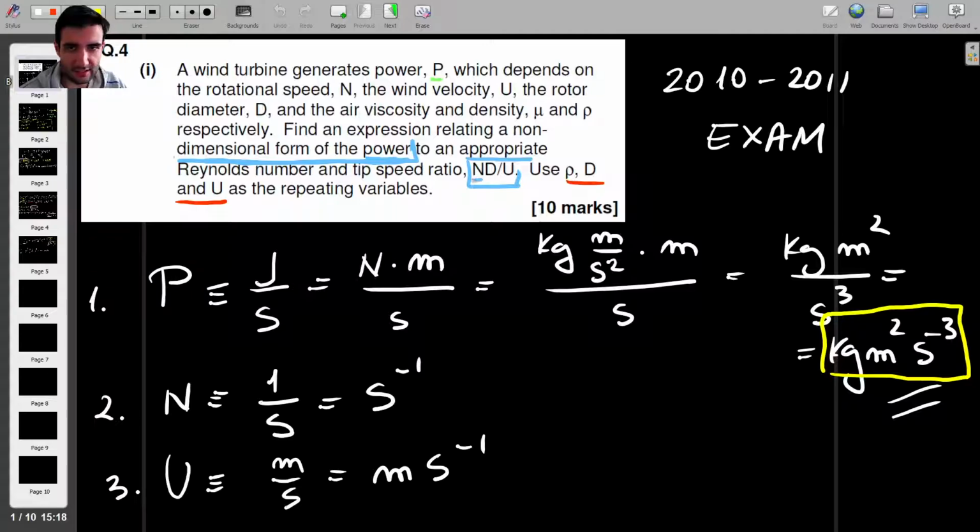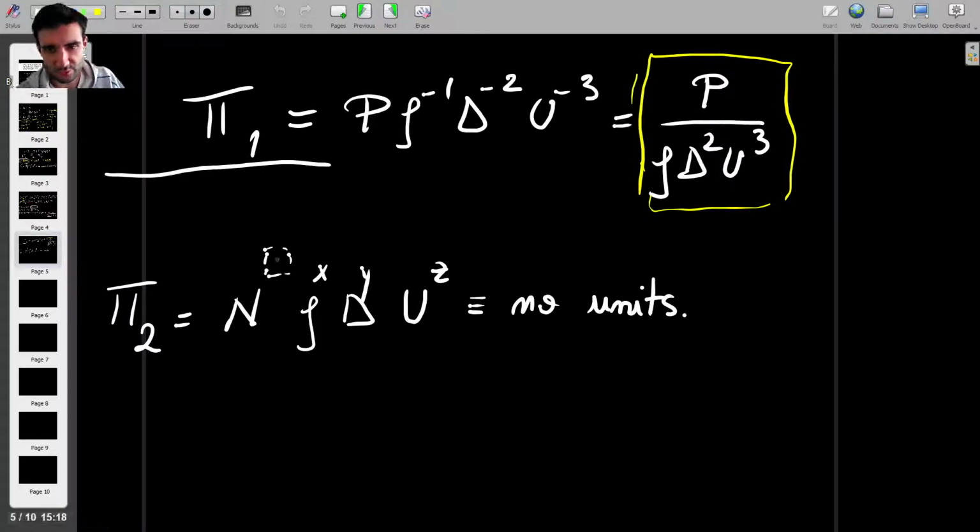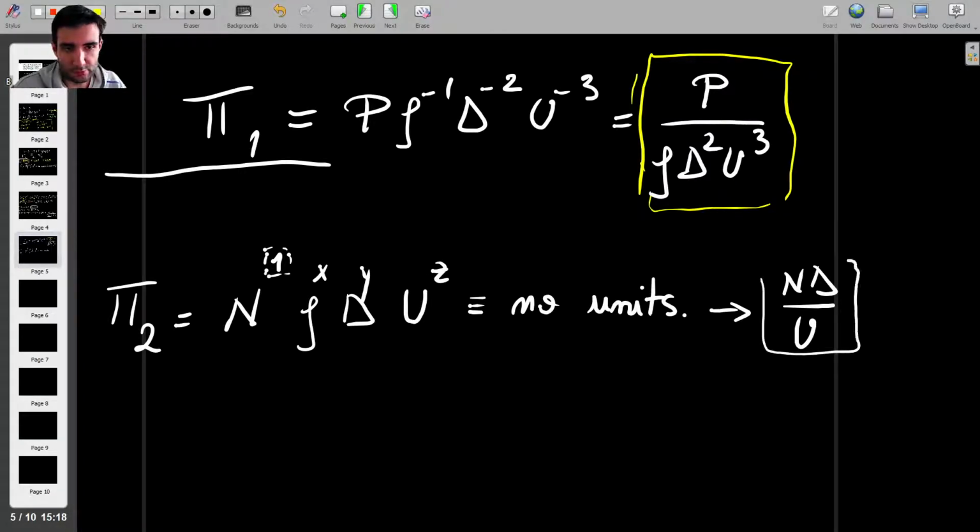Okay, and in here you can see that n is just n to the power 1. What I'll do is put a 1 here, and then I will prove that this will actually turn into nD over U, which is a non-dimensional rotational speed of the blades. Okay, so I'll use the same procedure, and I will show you that the pi 2 group will end up looking like this. So let's do that.